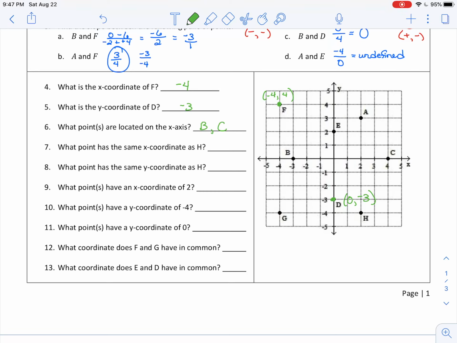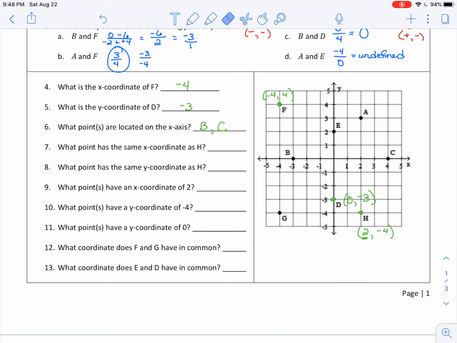What point has the same x-coordinate as H? Well, H is here. The x-coordinate is how far left or right it moved. It moved 2 to the right. It also happened to have moved 4 down, but 2 right is the important thing here. What other points also have been shifted 2 to the right? So if you look, I'm basically saying who's in line with point H here? And that would be point A.